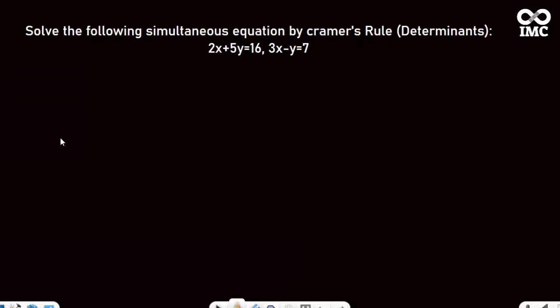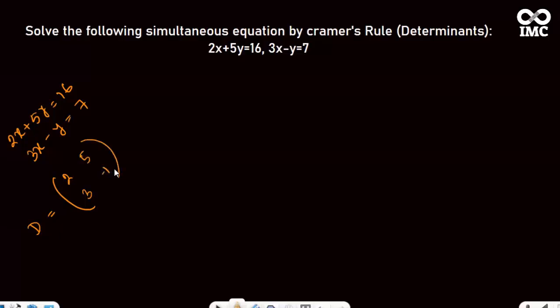Okay, so how can you solve it? The simultaneous equation says 2x plus 5y equal to 16 and 3x minus y equal to 7. At first we need to find out the determinant of the coefficients of x and y in this way. So we can write D equal to, here we are taking the coefficient of x, that is 2 and 3, the coefficient of y, that is 5 and minus 1.